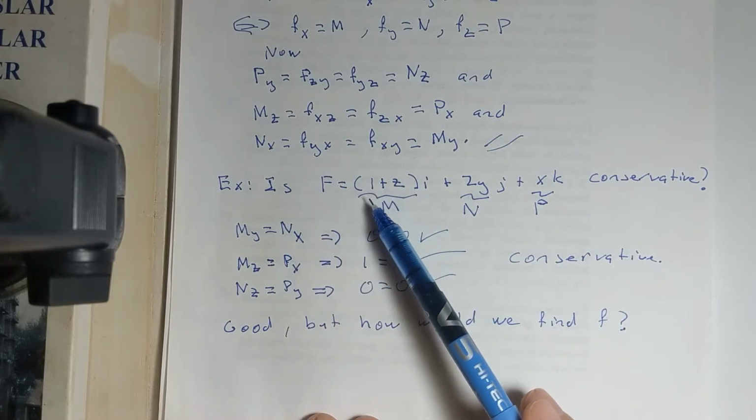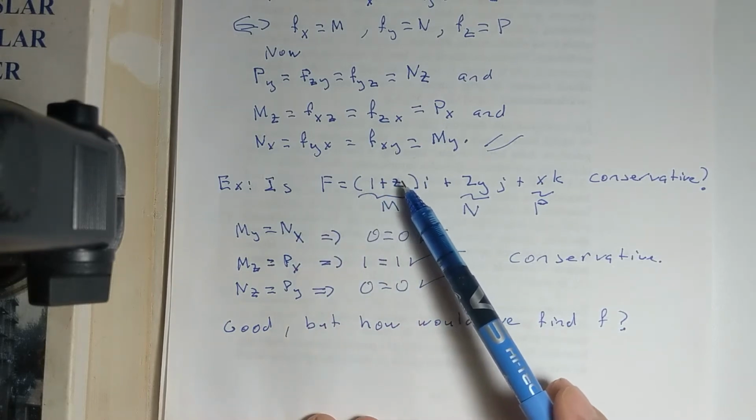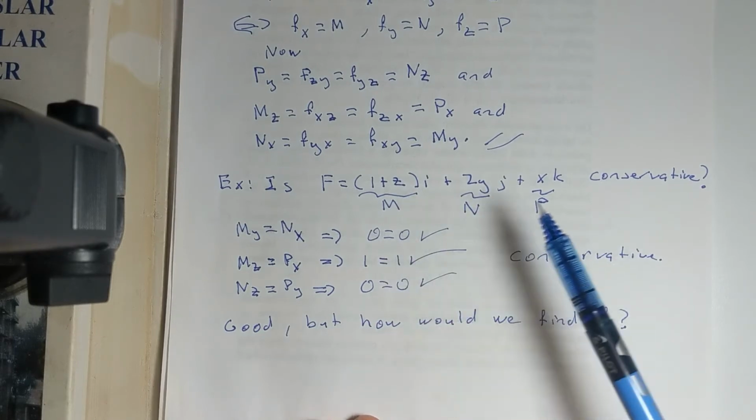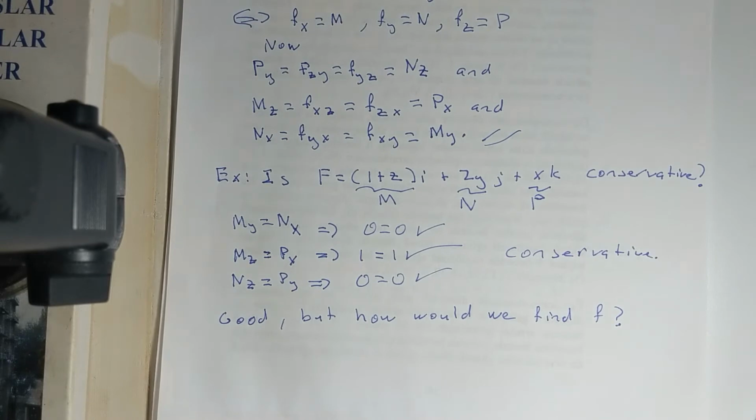Well, m sub y, the derivative of this with respect to y, would be just 0. And the derivative of this with respect to x will be 0. So 0 is equal to 0. Check. That's good. And the next thing we want to check is m sub z.